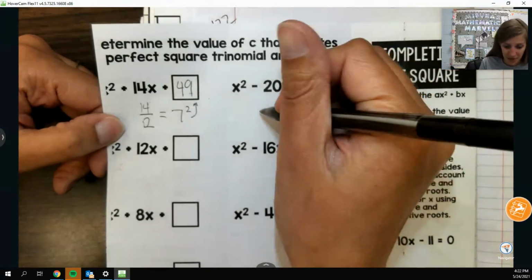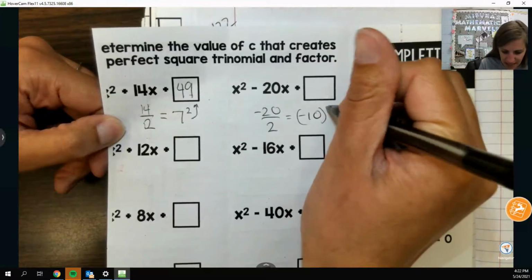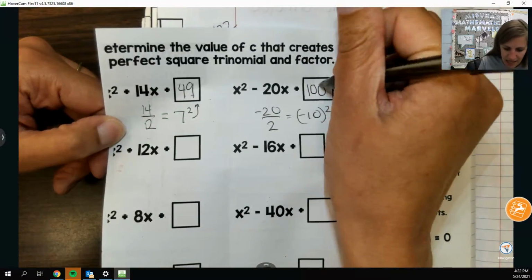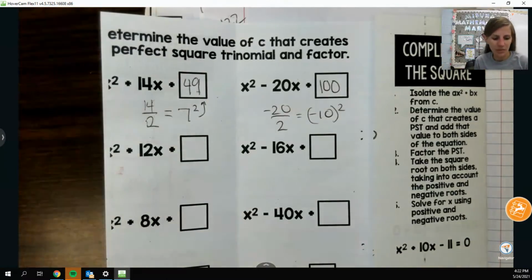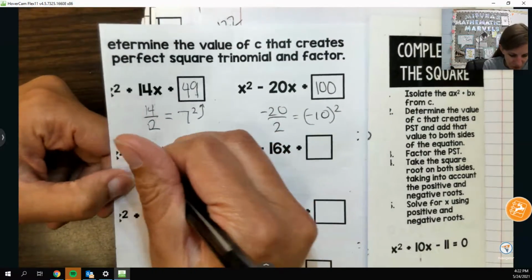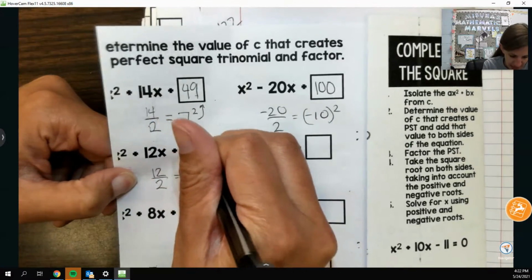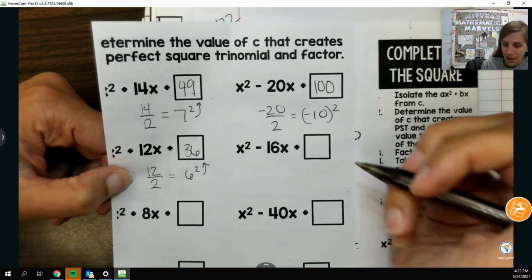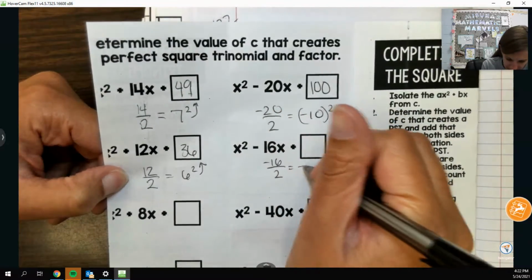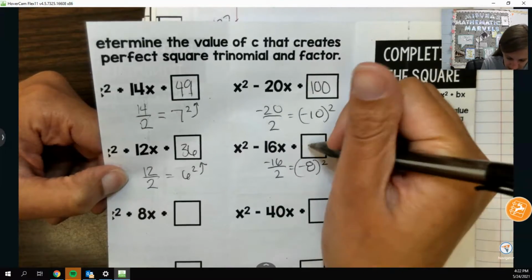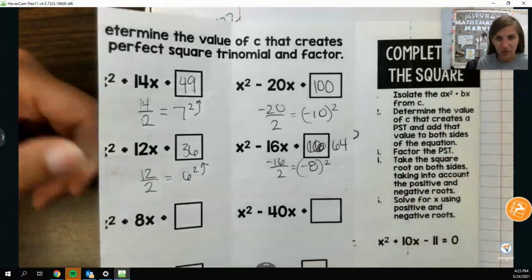Even when it's a negative number, I'm going to take half of negative 20, which is negative 10, but when I square it, it doesn't matter. It always becomes positive, and in this case, 100. So when I take half of 12, I get 6 and square it for 36. When I take half of negative 16, I get negative 8. And square it for 16. Nope, 64. Oof. Big ol' oof.